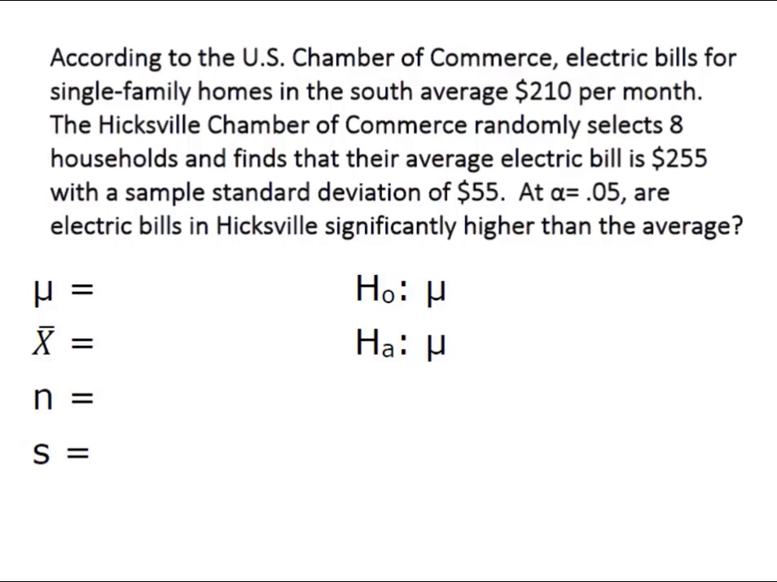We're going to go ahead and get our information together before we head over to Minitab. And so it's been established that the mean is $210. The sample that Hicksville took gave them a sample average, or x-bar, of $255, and they had a sample size of 8. We're given the sample standard deviation, which is s, and that was $55. And because we have the sample standard deviation and not the population, we know that this triggers us running a t-test. So now let's figure out H0 and HA.